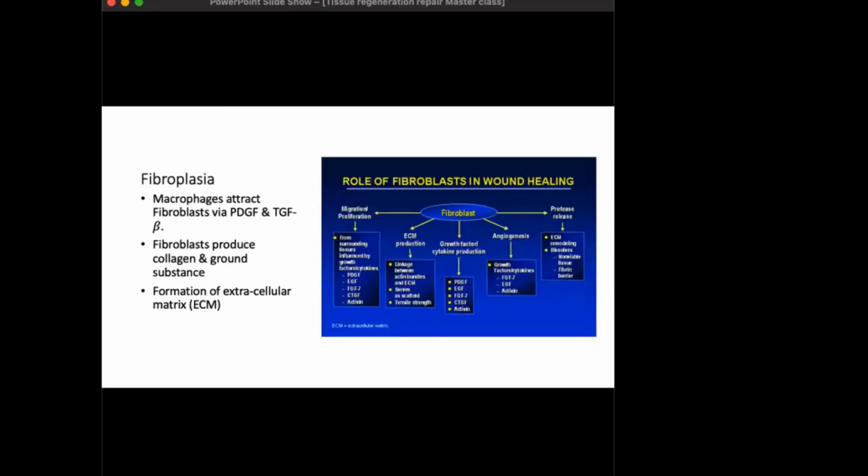So fibroplasia, as I mentioned, the macrophage is responsible for attracting the fibroblasts by the PDGF and transforming growth factor beta. And fibroblasts' main action is to produce collagen and ground substance. And during this phase, there's formation of the extracellular matrix. Okay, in the diagram, there you can see other roles of fibroblasts during the wound healing.